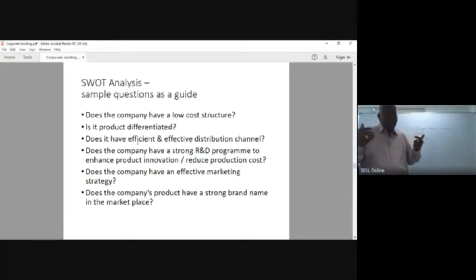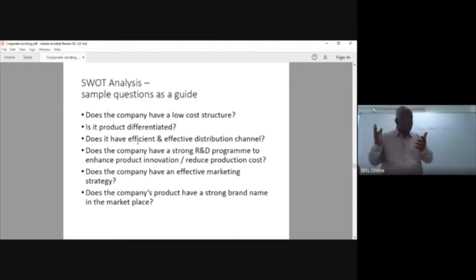Then, does it have an efficient and effective distribution channel? You know the distribution channel, so the marketing, then it can reach more and more people, more and more area. If the answer is yes, then it is again a strength. And so we have to preserve that strength, or even we can promote this efficient, effective distribution channel. If the answer is no, then it is a weakness of the company.